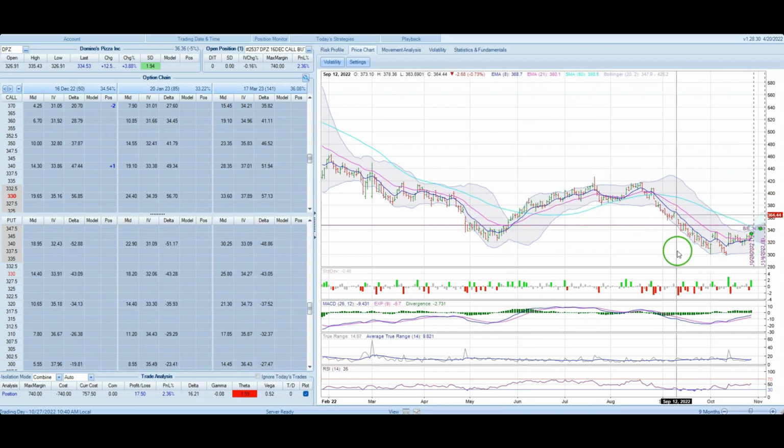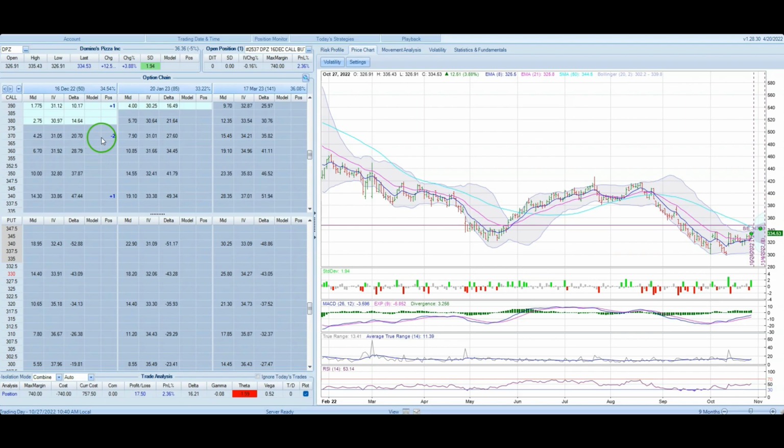We have a very similar setup here. So what I did was I put out a note that I was going to set up a butterfly looking for a directional move. The stock was trading at the time at around 335 or so. I went out to the 16th of December, which is 50 days out. I chose my short strike at 370.